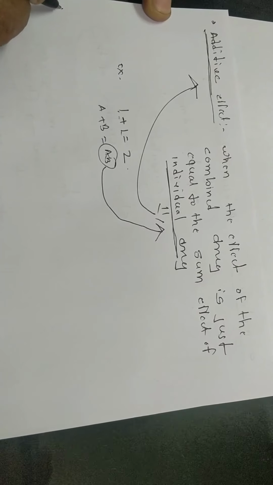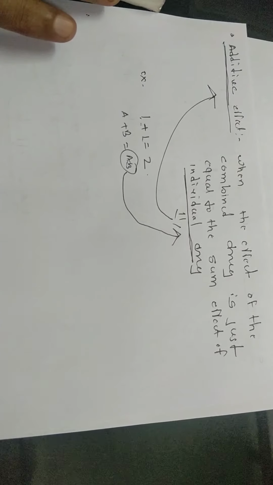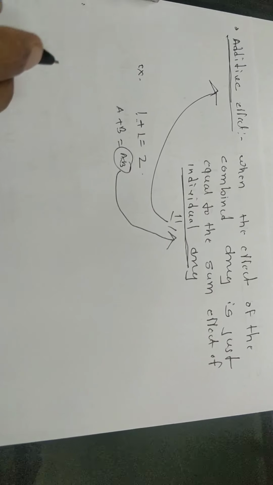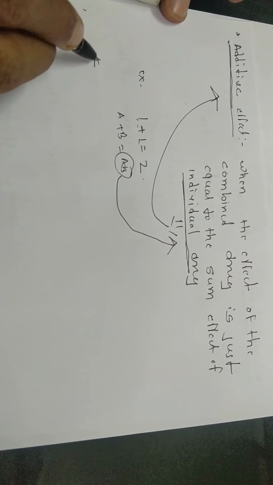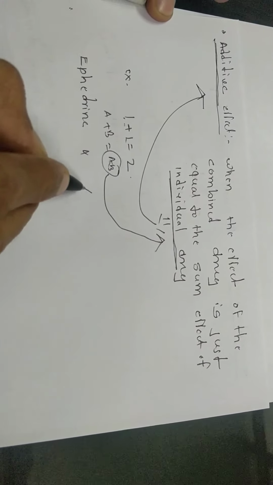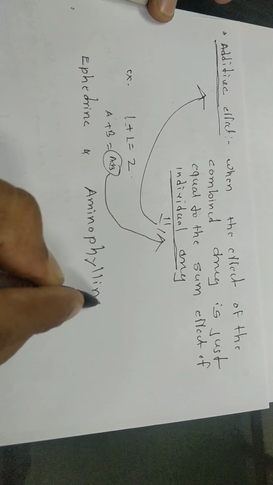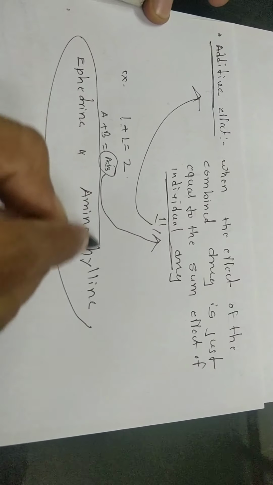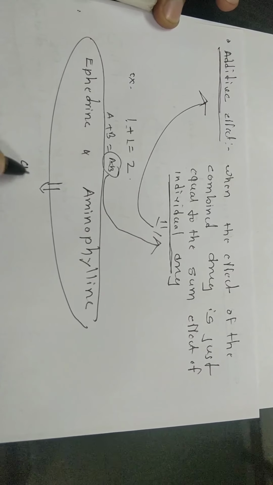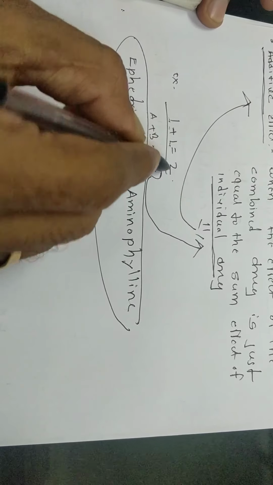Now the next, another example of the additive effect. See, ephedrine and aminophylline. These two drugs are combined together and given to an asthmatic patient. The effect is produced as an additive effect, just like 1 plus 1 is equal to 2. Okay, stop.